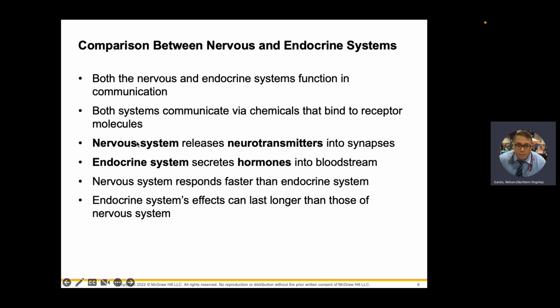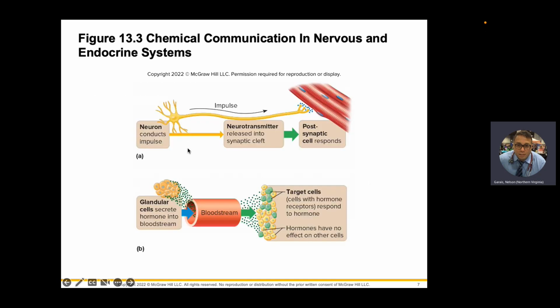We already talked about the differences between the nervous system and the endocrine system. So this slide number 6, very useful, very nice. Slide number 7, a little bit more. Same thing, but in picture form.